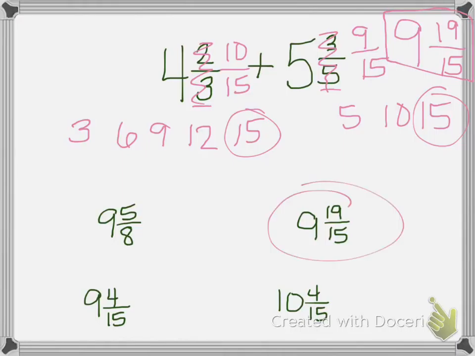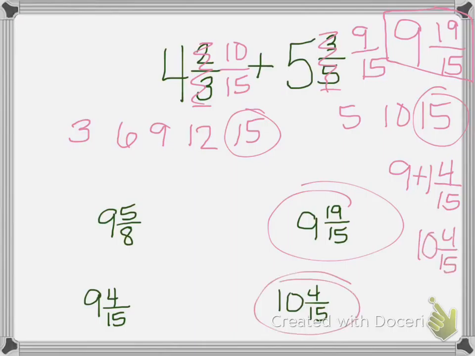Since 19 fifteenths is an improper fraction, 15 goes into 19 one time with 4 left over, and we have to add that to 9. So now we have 10 and 4 fifteenths, which is that one right there. So both B and D are correct answers.